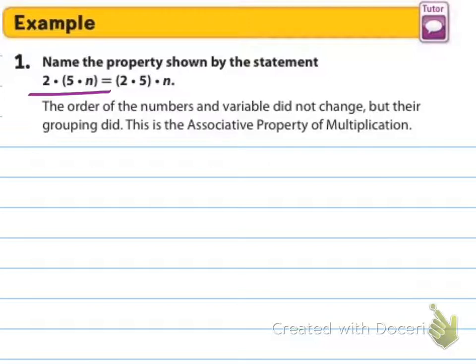2, 5n, 2, 5n. Order stayed the same, not commutative property. So we're now going to look at it and think, okay, well, did the grouping change? And the grouping did change, so that's associative property. So if you'd like to write down this example is associative property.